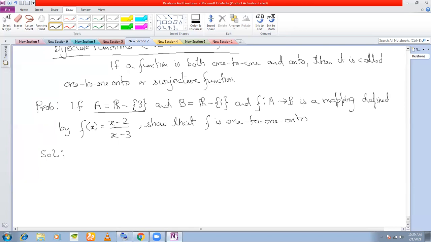Show that f is one-to-one onto. How will you show this? First show that it is injective, then show that it is surjective. Once you show that it is one-to-one and that it is onto, then you can say it is bijective. And one-to-one onto means you have to show it is a bijective function. So you need to show both separately. Okay, tomorrow I'll finish this off.